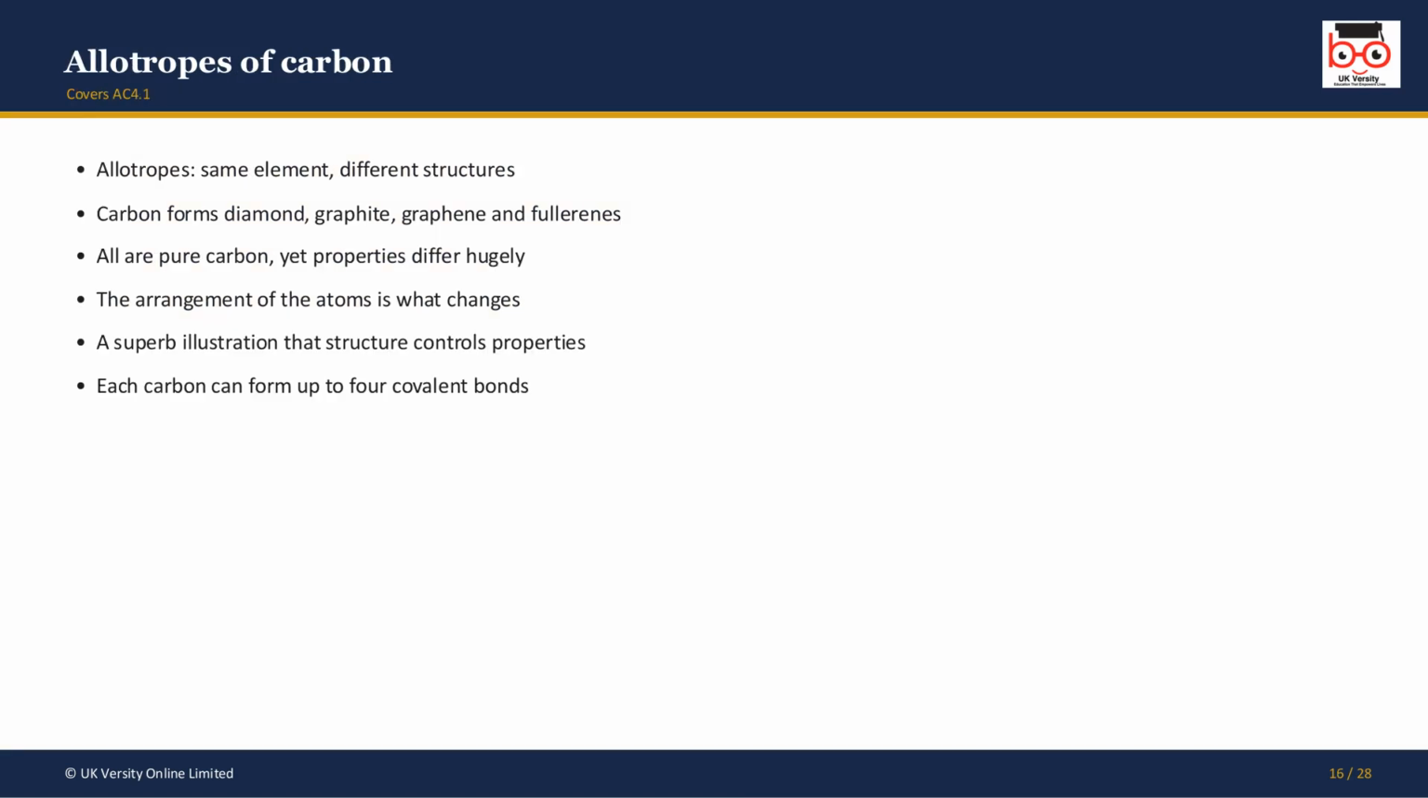Now for one of chemistry's best illustrations of our theme, the allotropes of carbon. Allotropes are different structural forms of the same element. Carbon forms diamond, graphite, graphene, and the fullerenes, and although every one is pure carbon, their properties differ enormously. What changes is simply the arrangement of the atoms. It's a superb demonstration that structure controls properties, and it all hinges on the fact that each carbon can form up to 4 covalent bonds.